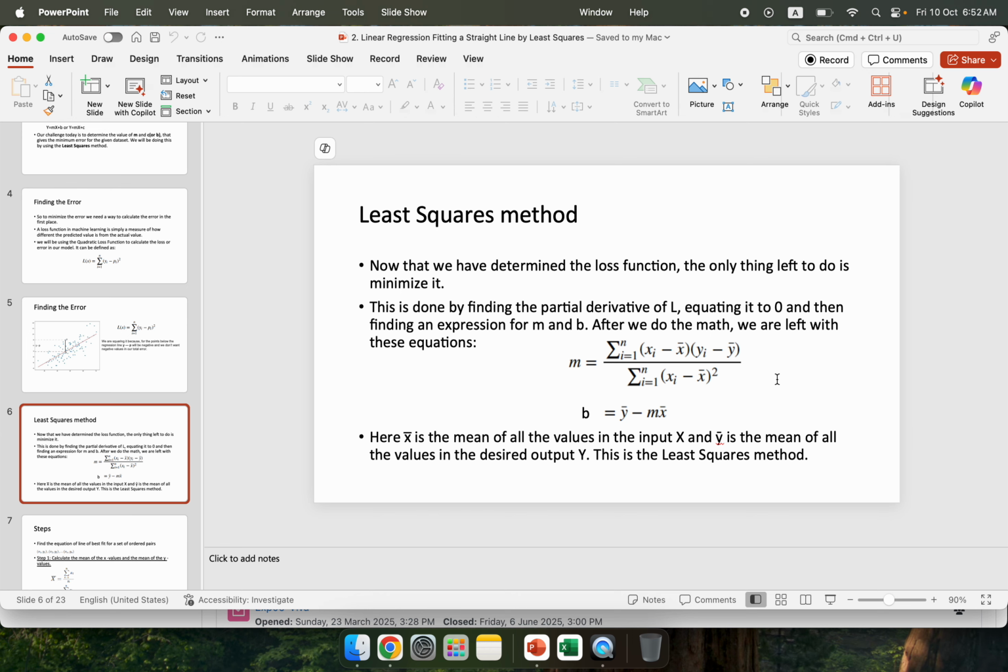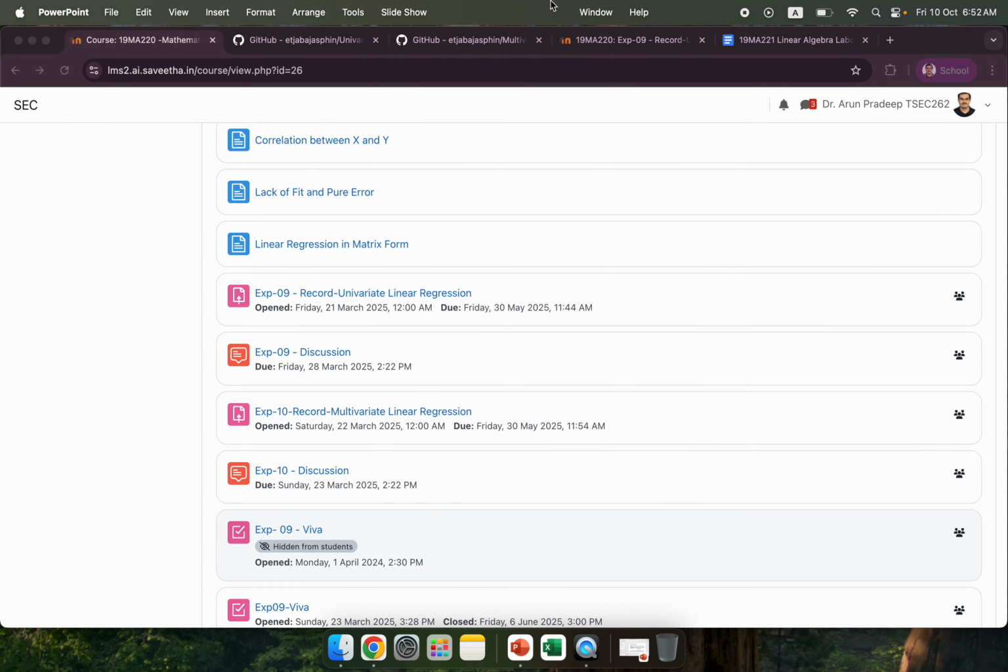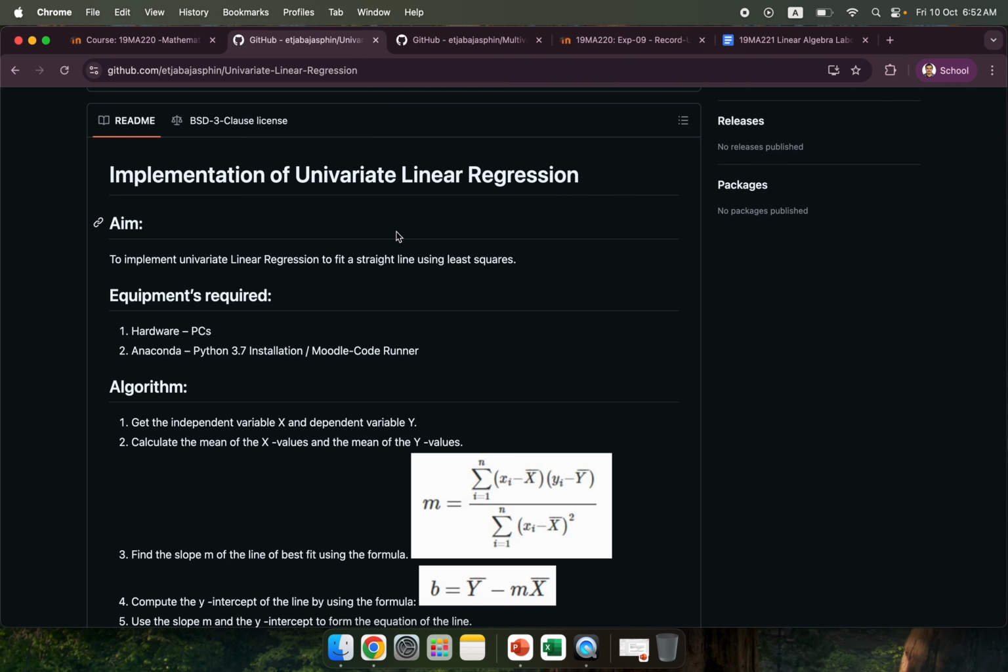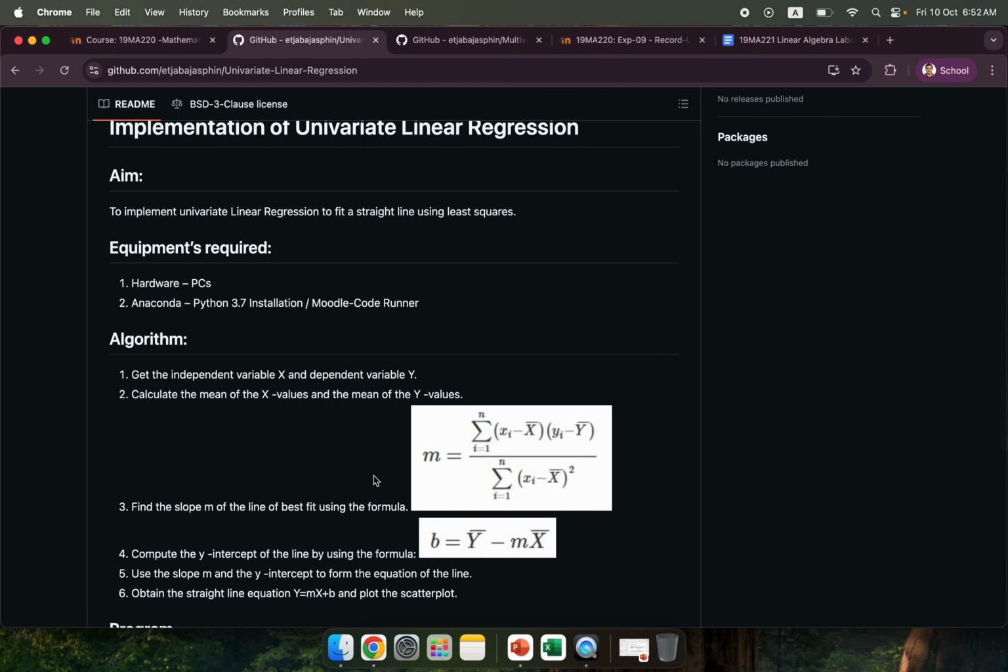So our ultimate aim is to find the regression line, right? You have to find the slope and the y-intercept, and the regression coefficients to be exact. The ninth experiment is given here in the GitHub. So you're going to apply this formula.